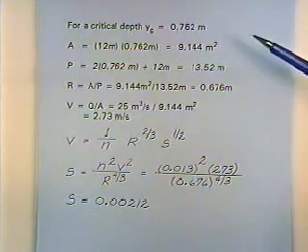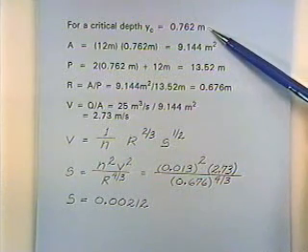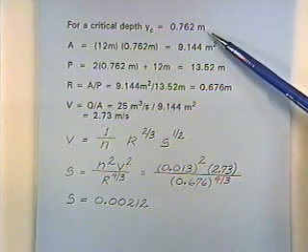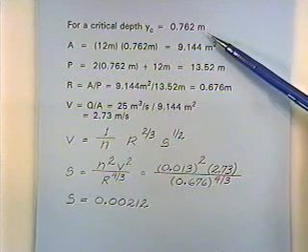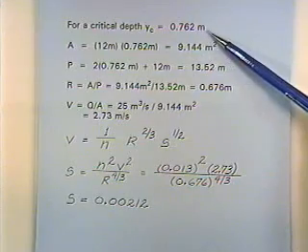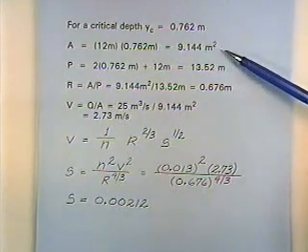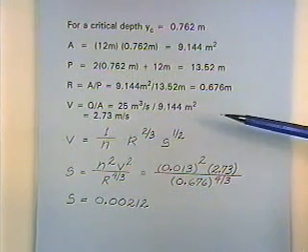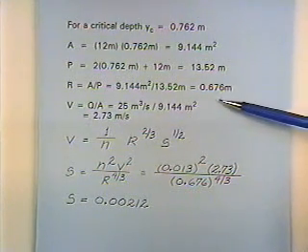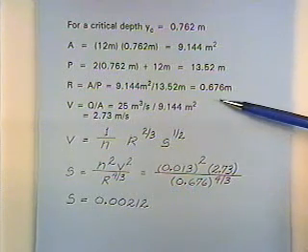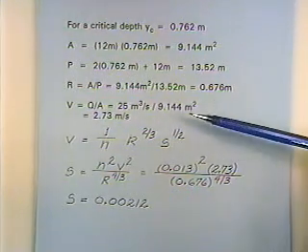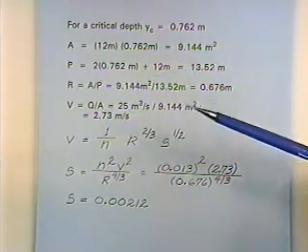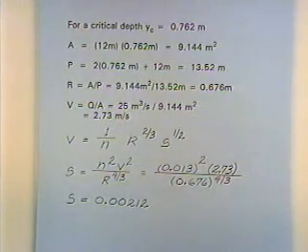And so using Manning's equation, you need the depth, so we're going to say the critical depth is 0.72 meters, and so I'm asking myself the question, what slope would make the uniform flow occur at that depth? And so I compute the area at that depth. Now compute the wetted perimeter at that depth, the hydraulic radius, which is the area divided by the wetted perimeter at that depth, and then the velocity at that depth is the volumetric flow rate divided by the area.